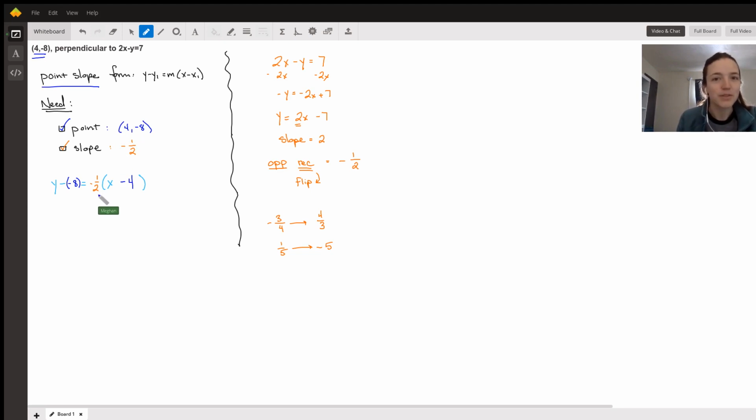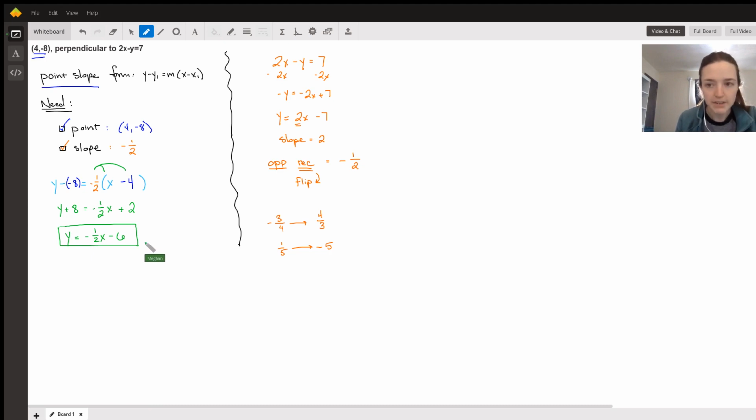Now this is where you'll have to read the directions and see what form your answer is supposed to be in. Probably it's supposed to be in slope-intercept form. And if that's the case, all we need to do is rearrange this a bit. Minus negative can become plus. I can distribute this -1/2 to both of these terms, -1/2 x. Negative times negative is positive, so that becomes +2. And there we go. Just subtract 8 from both sides. And there is our equation of the line written in slope-intercept form.